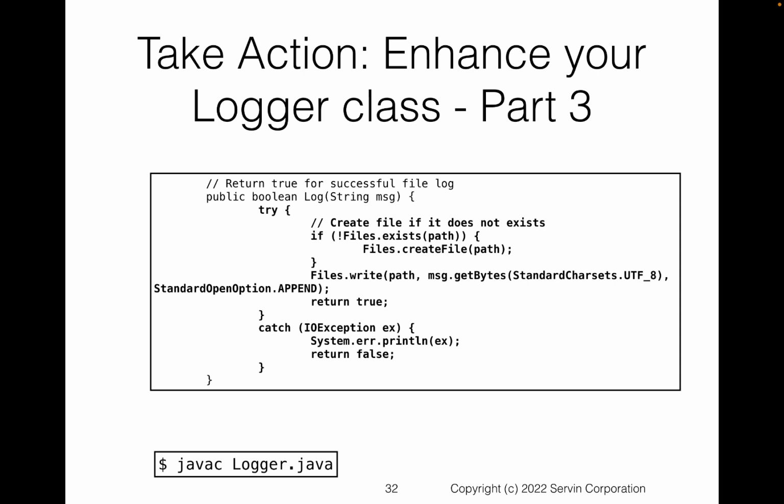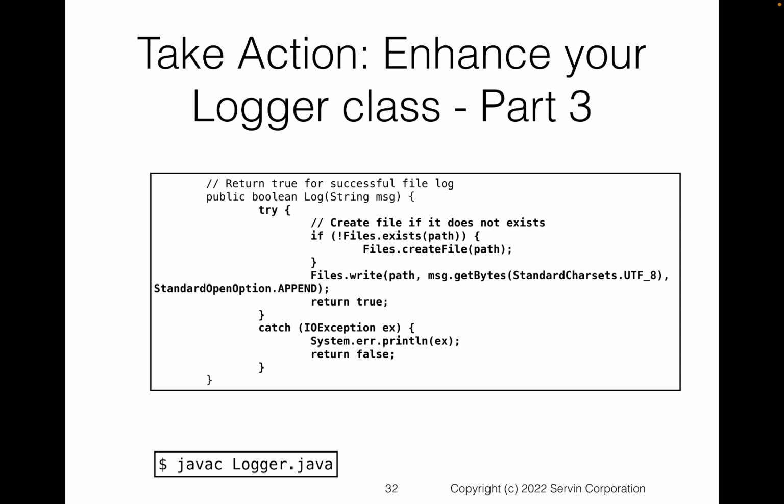Okay, you want to enhance your Logger class for part 3. Here for the public Boolean log, notice we're going to also put this inside a try and catch. Why? Because we're doing file I/O and we could have an exception. We'll create the file if it does not exist. So we say Files.exists, and we're taking the not of that. In other words, we're checking to see if that returns false. Then we know that Files.createFile can be called to create the file. Otherwise, it doesn't need to be created.